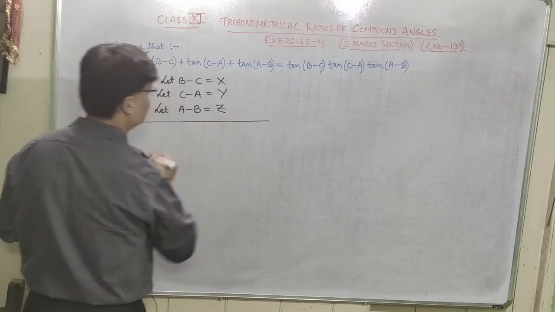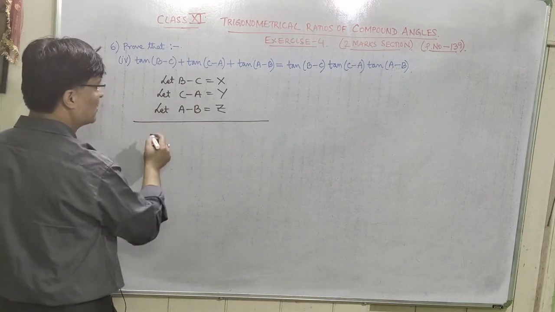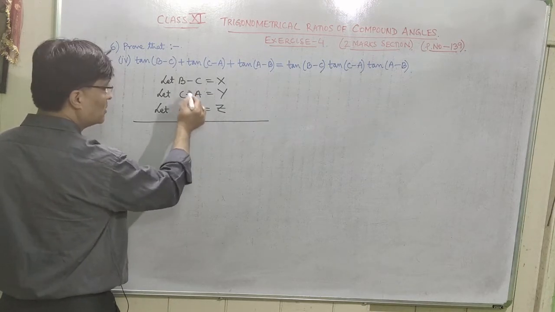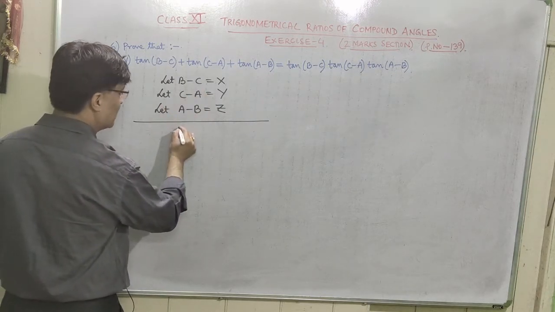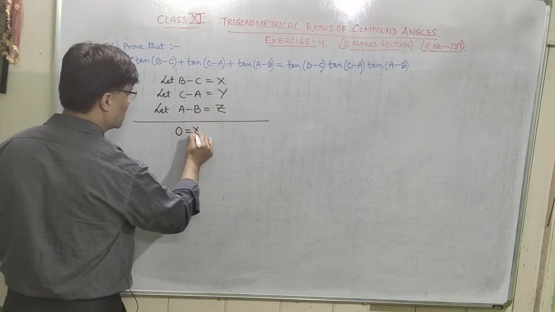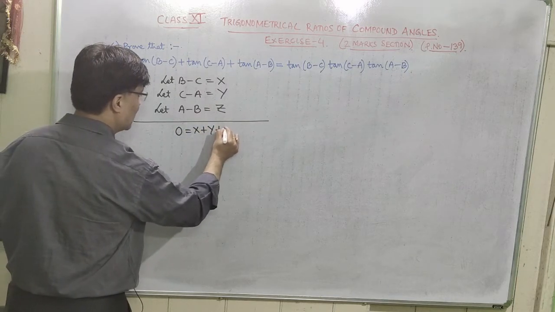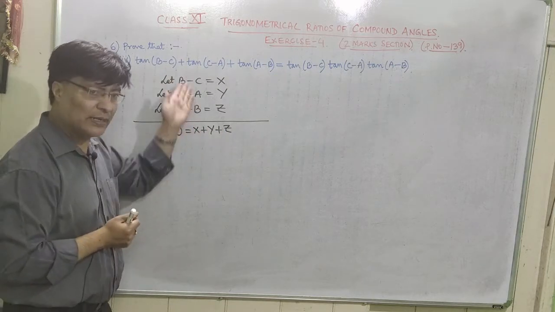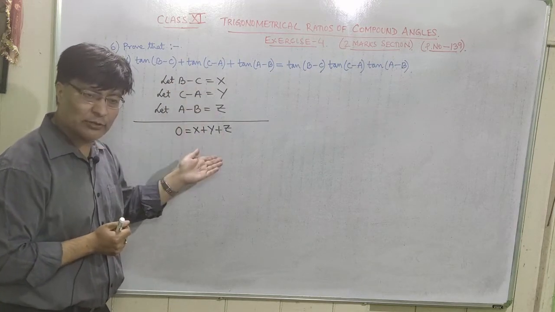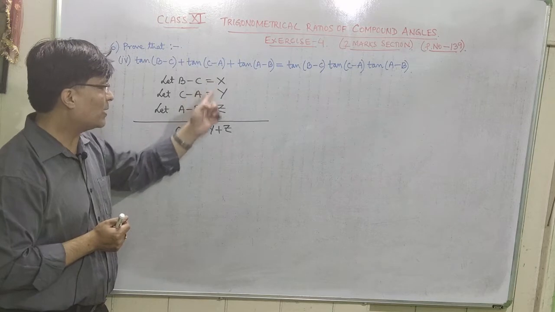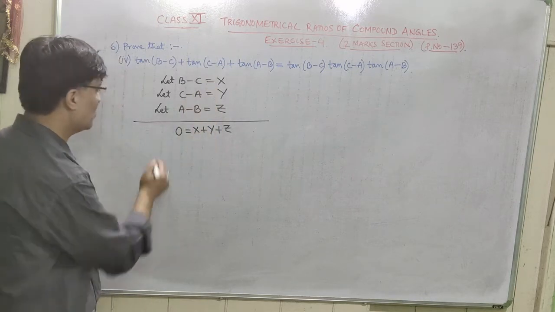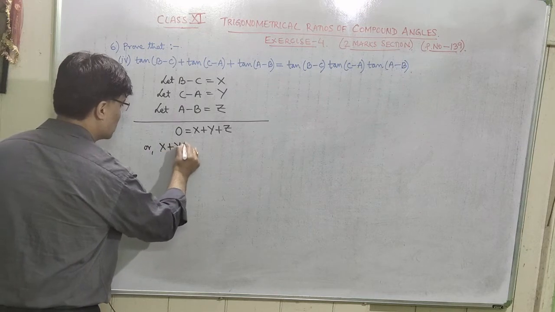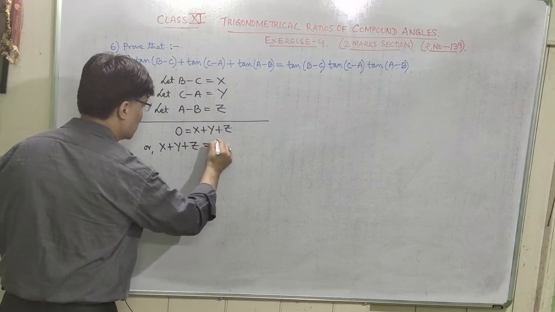So let us add them. If you add the left hand side, A will be cancelled, B minus B will be cancelled, C minus C will be cancelled. That means it will be 0, which is equal to, on the right hand side, X plus Y plus Z. That means all these are added. Left hand sides are added, right hand sides also added. So the right hand side will be X plus Y plus Z, which is equal to 0.